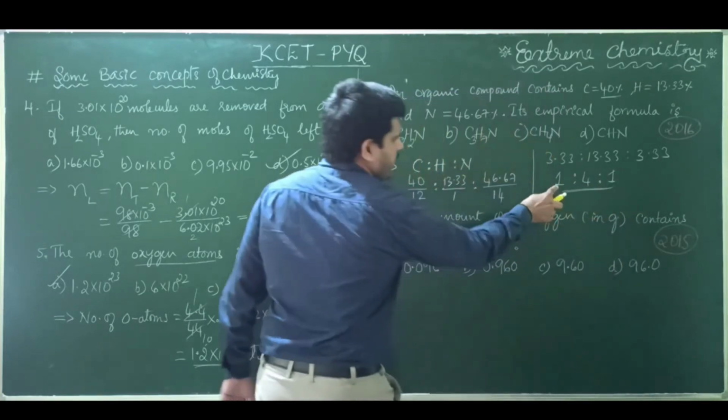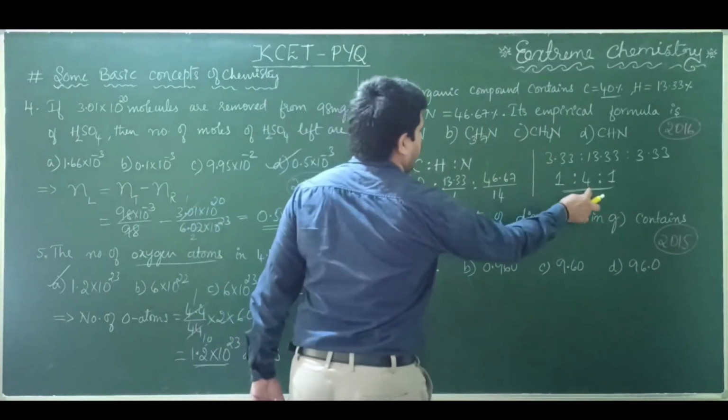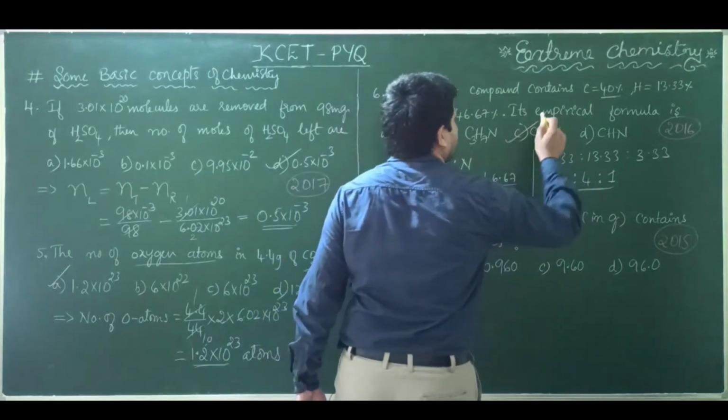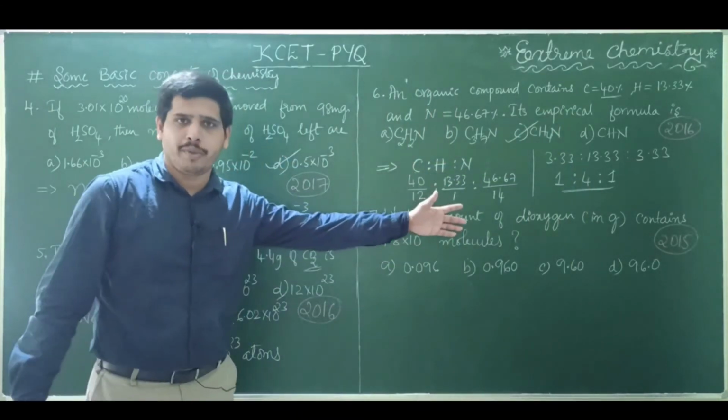So what is the ratio, you tell me? C1, H4 and N. So which is that option? Option C. This is how you have to do in competitive examination.